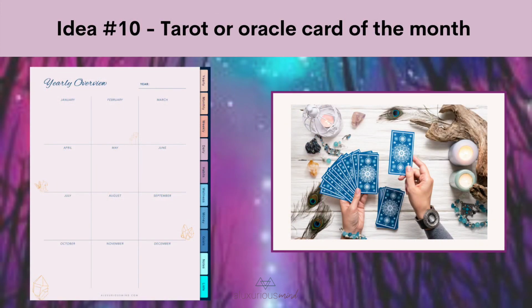The last idea I have for you is super woo, and basically you could use your yearly overview layout to pull a card, a tarot card or an oracle card, or whatever divination of your choice, as the theme of the month at the beginning of the month, so you can kind of get a sense for the theme of the month. Or at the beginning of the month, you could also set the intention for the month with one of those things. So that is all of the 10 ideas that I have for you, and I hope that this video was at least somewhat helpful to you.